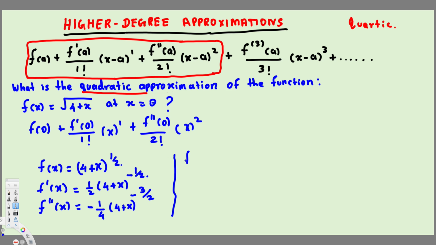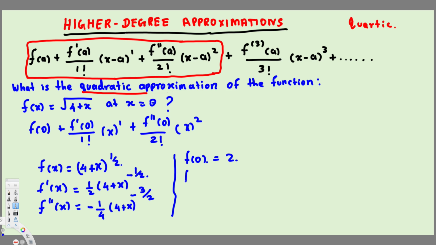Now let's go ahead and find the values. First f of 0: if you plug 0 in, 4 plus 0 power half is just 2, because 4 is the same as 2 squared, and the square and half cancel, and we will just end up with 2.